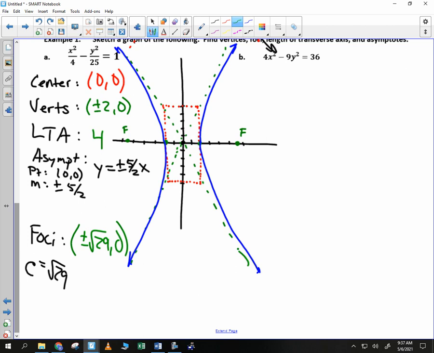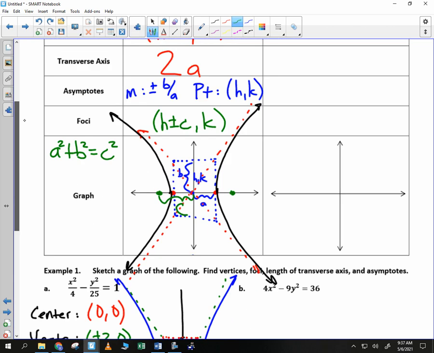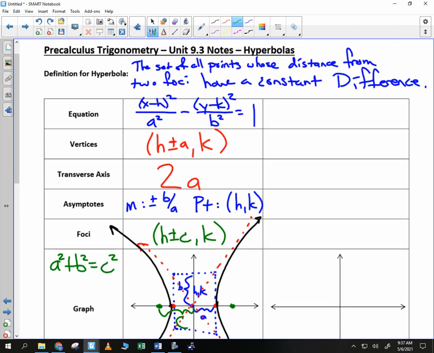Good? Okay, let's see what happens if we change it to vertical. So instead of side to side, we're going to change it so they're on top and bottom. The first thing that changes is it goes like this: y minus k, quantity squared over a squared, minus x minus h, quantity squared over b squared, is equal to 1.